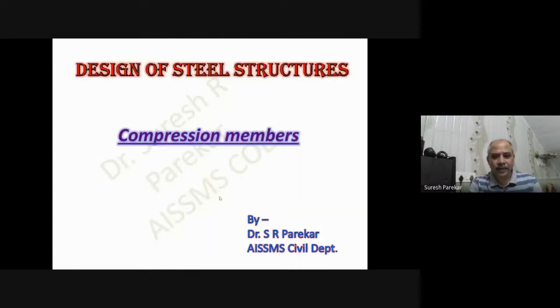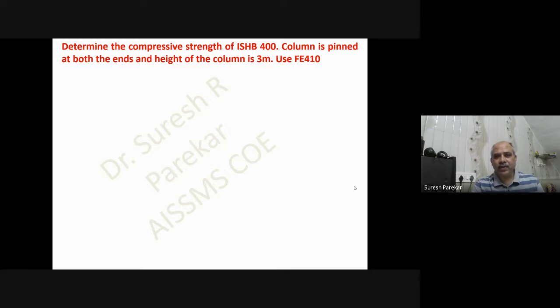Good evening. Today we are going to solve one problem on compression member, and we are going to solve it in all possible ways. We have actually three possible ways. One is the formula given in 7.1.2, in which we have two formulas, one related with your phi and all, and second we have the reduction factor, and third is using tables.